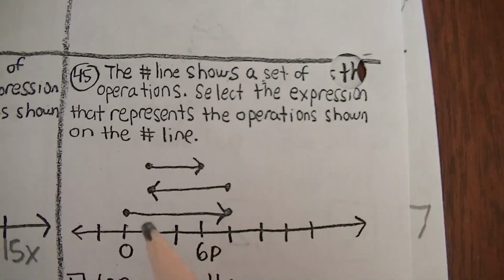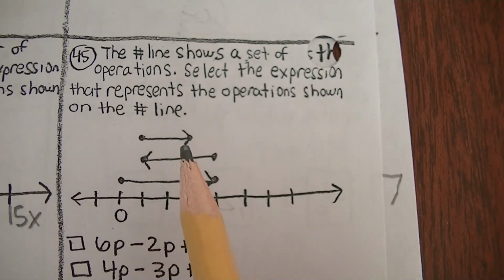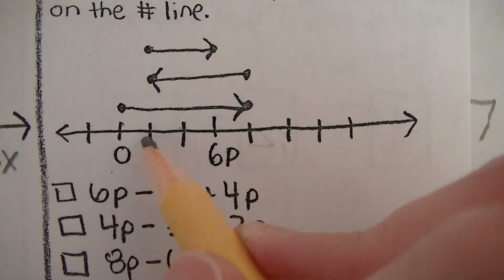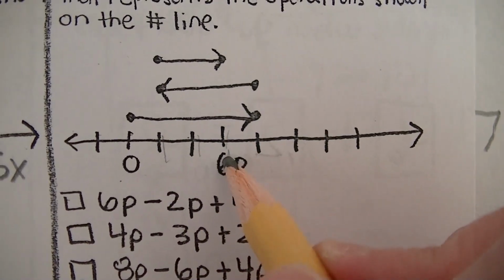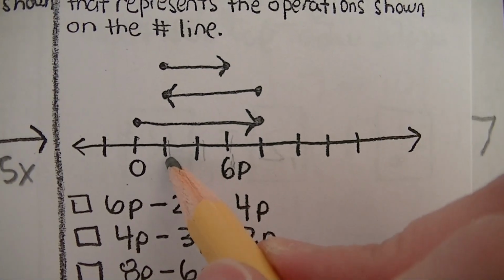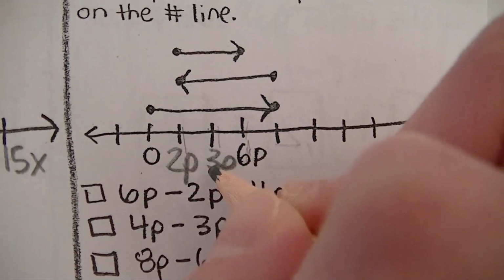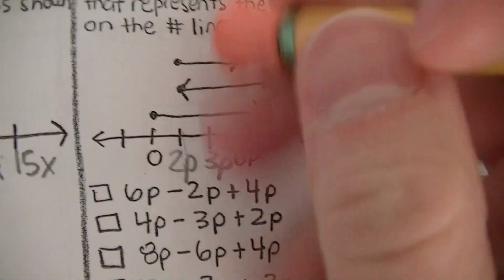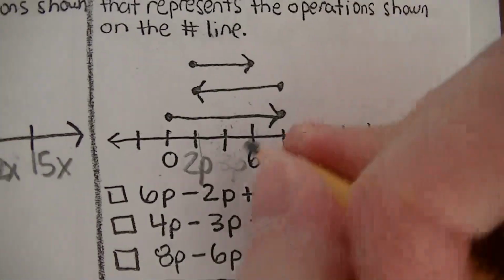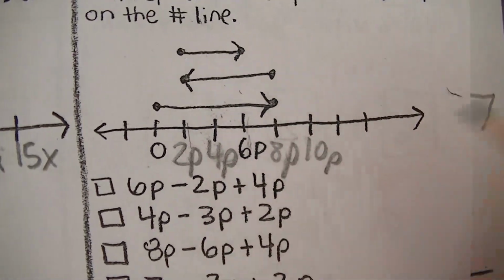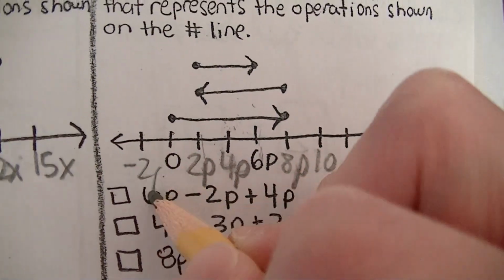Use a number line, or the number line shows a set of operations. Select the expression that represents the operation shown on the number line. Okay, let's see how it's jumping by. So let's see, there's 3 notches, and this one is 6p. So we're counting by 2p. 2p, 4p. And then this would be 8p, and then that'd be 10p. Right here would be negative 2p, okay?